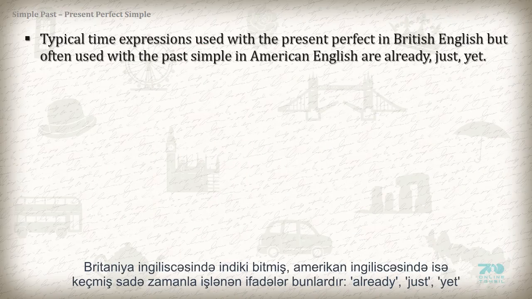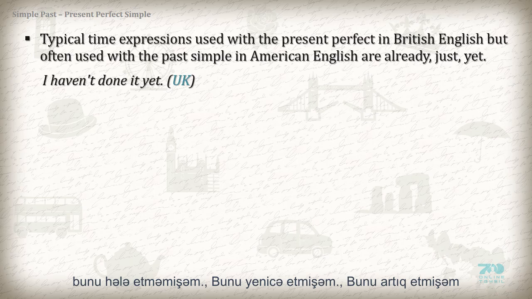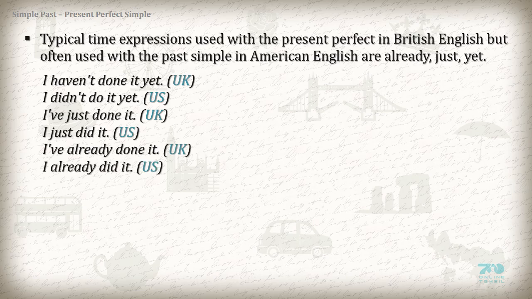Typical time expressions used with the present perfect in British English, but often used with the past simple in American English, are already, just, yet. UK: I haven't done it yet. US: I didn't do it yet. UK: I have just done it. US: I just did it. UK: I have already done it. US: I already did it.